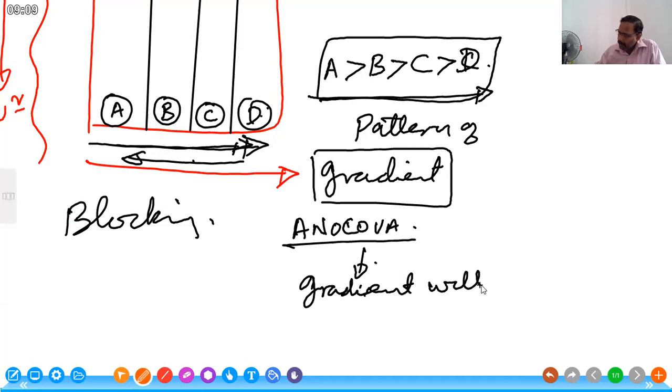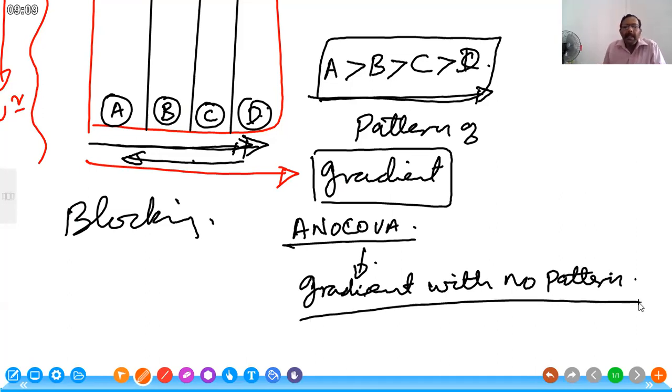If there's a gradient with no pattern, then we will have a problem in the experiment. Then we go for the technique called Anova. We have the gradient, but there's no pattern. If there is a gradient with pattern, we can go for RCBD, no problem, blocking.